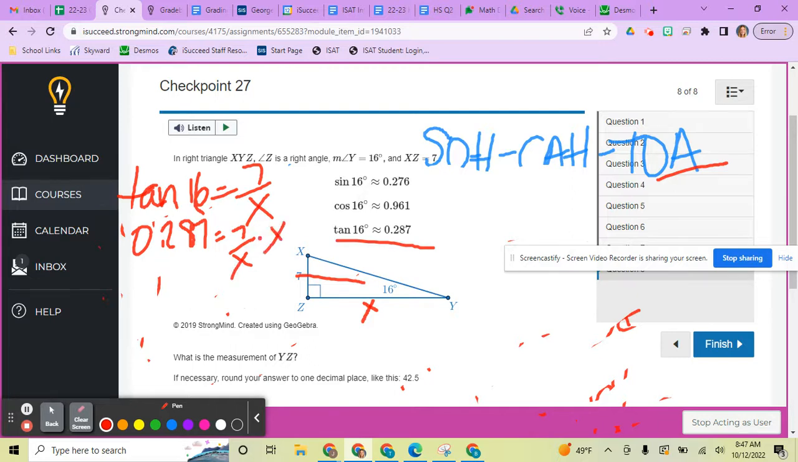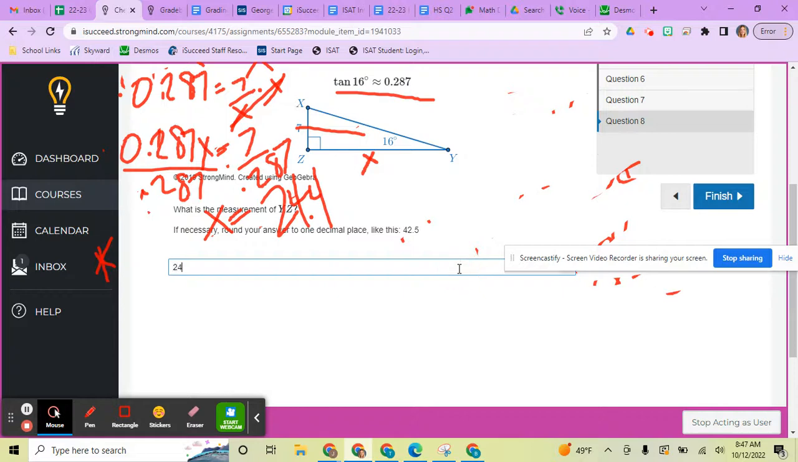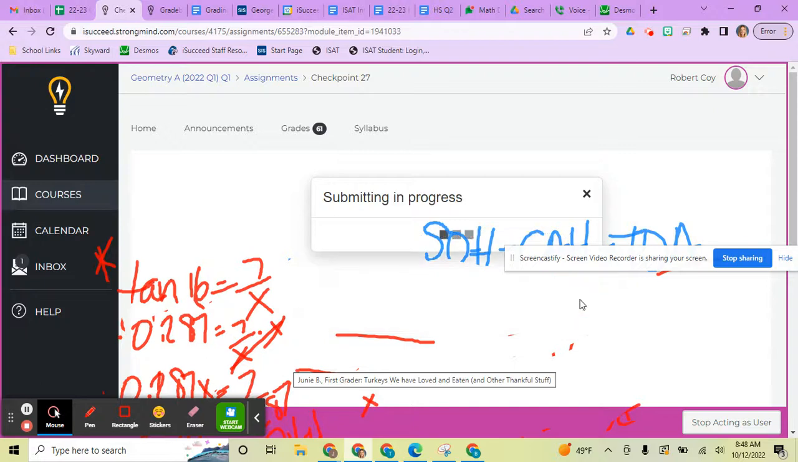So I'm going to multiply by x on both sides. So I get 0.287x equals 7. Divide by 0.287. So I get x equals 7 divided by 0.287. I get 24.4. So 24.4. And I'm going to finish and submit.